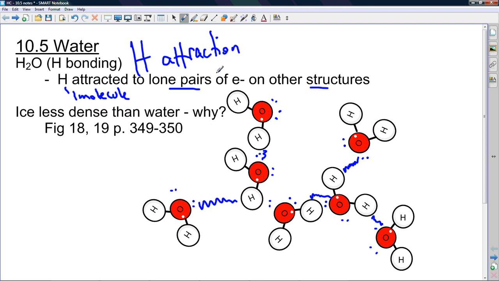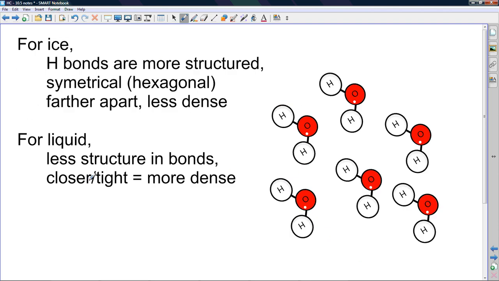Now, big thing here, we'll talk about another property or characteristic. Why is ice less dense than water? Bottom line, why does ice float? Makes no sense. Solids are heavier than liquids, should be more dense, and they're not. Why? Well, you can look at the diagrams in the book, but here's a simple word explanation. In ice, the bonds are more structured. They're symmetrical. They're not moving around as much. They're farther apart. They're less dense.